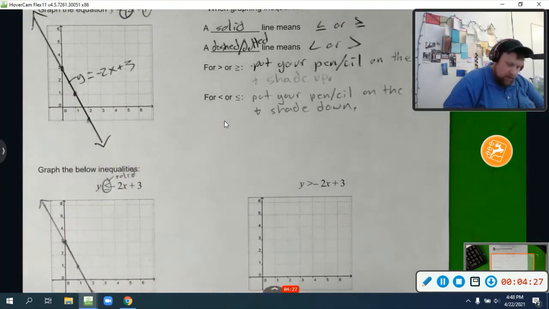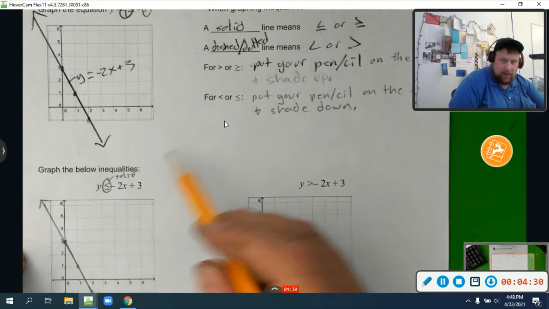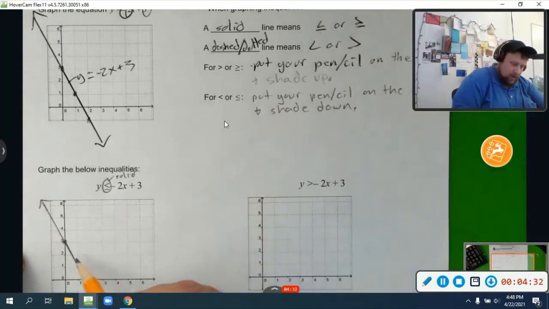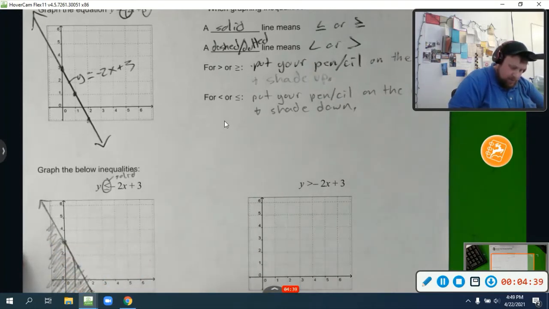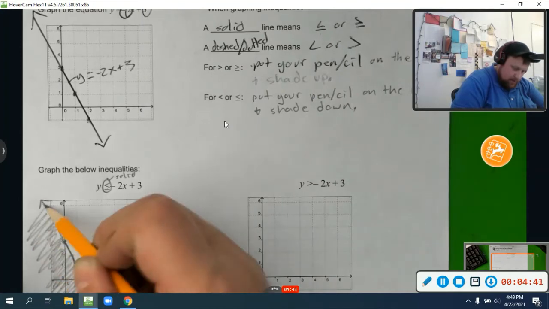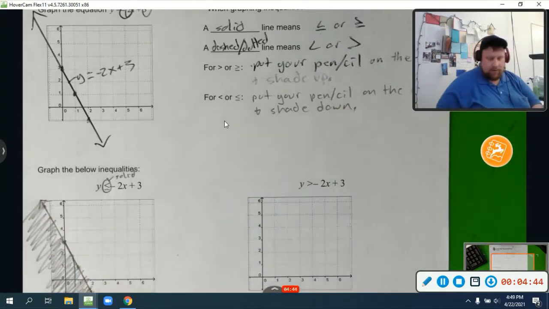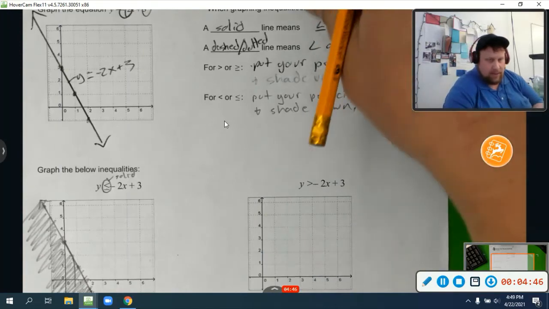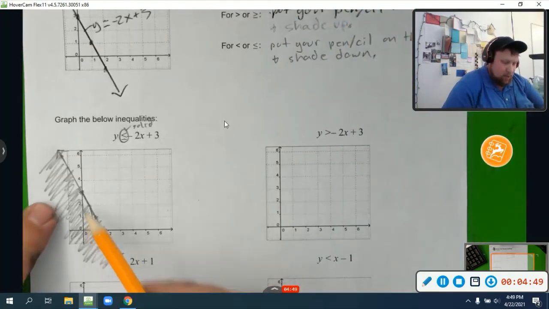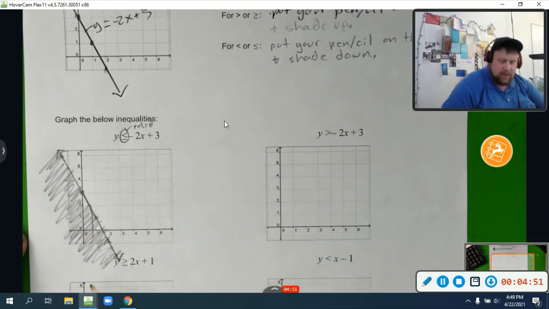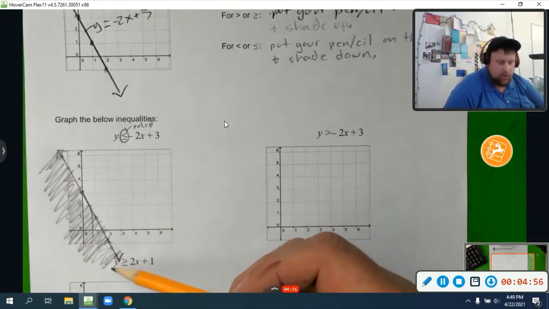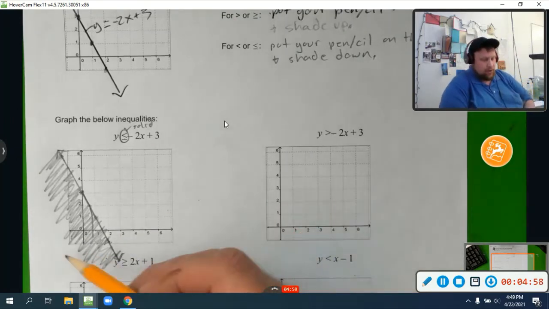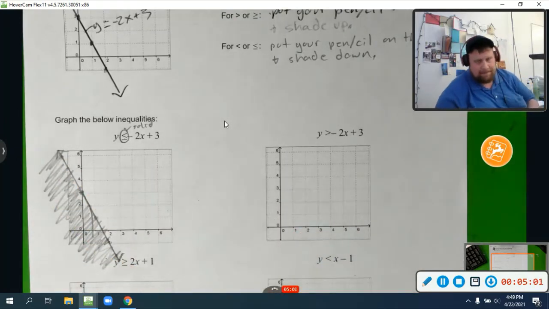Here's where it gets really different, though. It says less than or equal to. What do we do for less than or equal to? Put your pencil on the line, shade down. So that means we're going to shade down here. And for our graphing purposes, just kind of give it a good shade, because potentially this graph goes on forever that way. And what that tells us is any y within the shaded area, so underneath this line, satisfies the inequality of being less than or equal to negative 2x plus 3. So it can be any point below or even on the line.